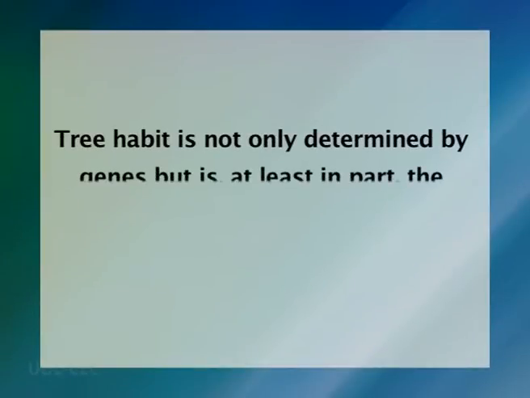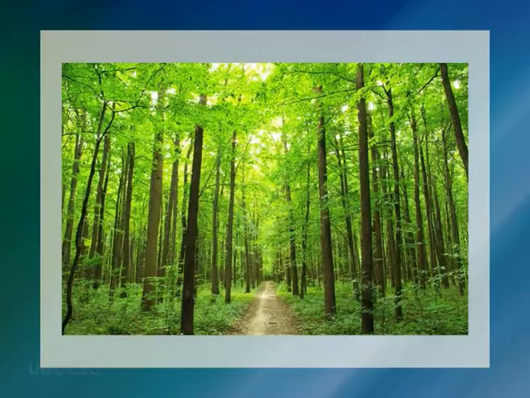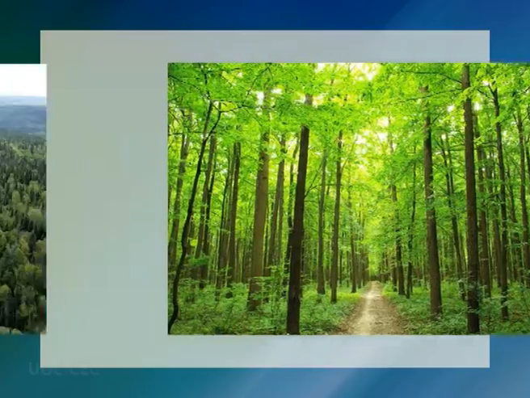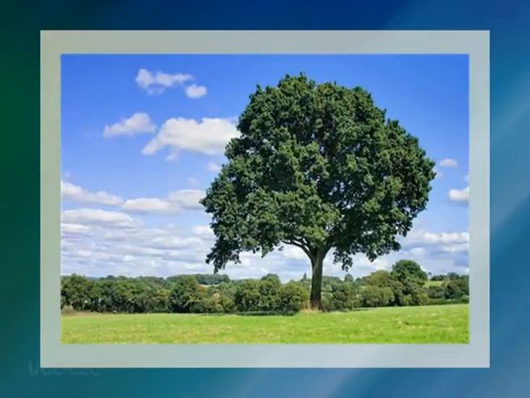But let me tell you that it is very hard at times to ascribe this to convergent evolution, mainly for two major reasons. Number one, that tree habit is not only determined by genes but is at least in part the result of environmental conditions. For example, independently of the species, trees growing tightly packed in a forest tend to have tall, slender crowns, whereas the crowns of the more or less isolated trees tend to be wider.